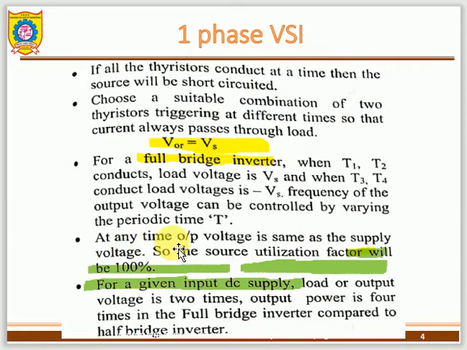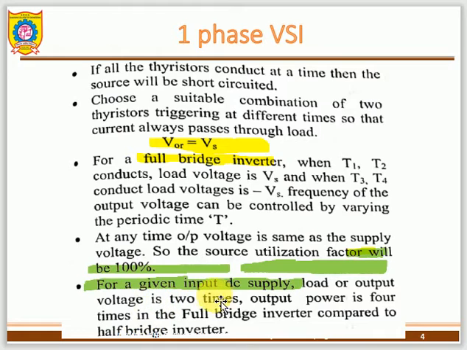So here, at any point, the output voltage is the same as the input voltage. So the source utilization factor will be 100%. Output voltage is equal to input voltage. So if the input voltage is 200 volts, then the output is also 200 volts. Input is 200 V DC, output is 200 V AC. So source utilization is 100%.